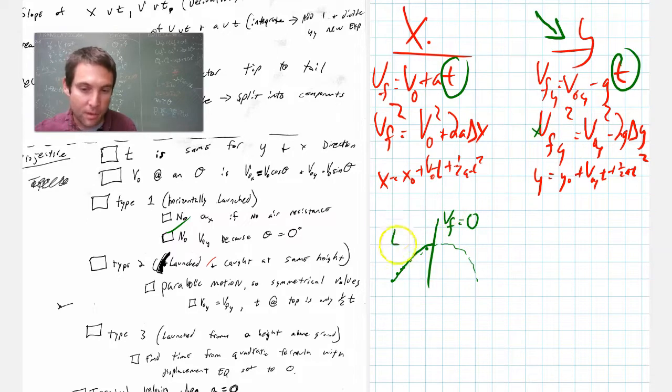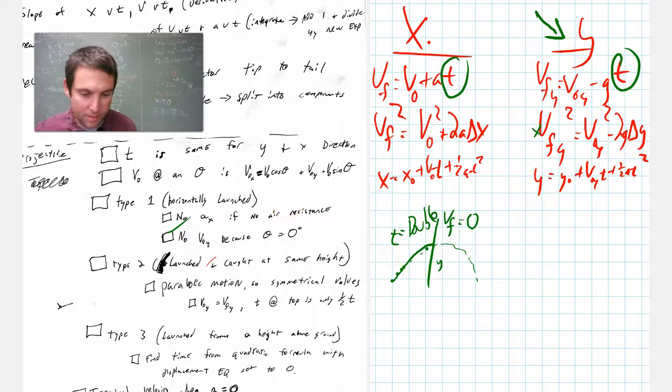And then remember that when you solve for time at the top, that is not your total time in the air, that's only the time to your maximum height. So the time it takes to get to your maximum height is going to be the same as the time it takes to go down, so you need to double whatever time you find if you stop the object at the top.